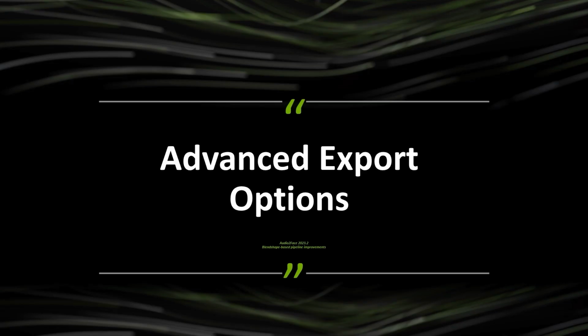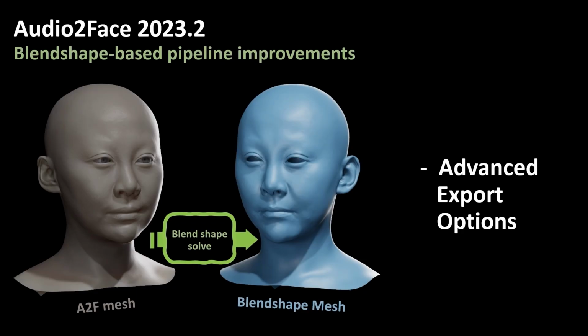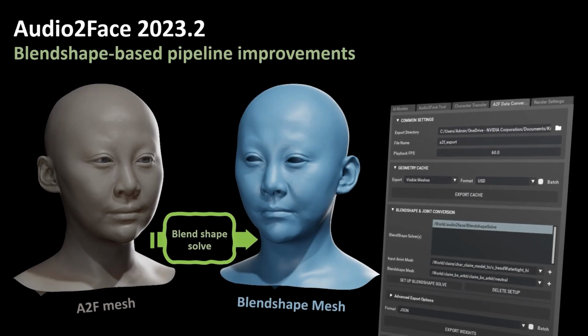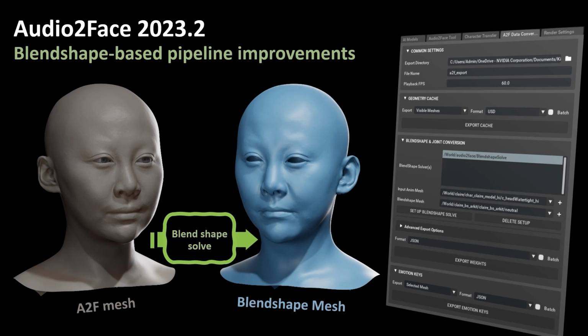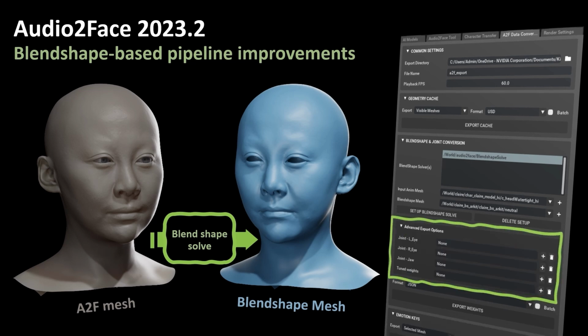We also incorporated a few advanced export options to adapt to different production pipelines. The new options can be found on the Audio2Face Data Conversion tab, in the Blendshape and Joint Conversion section, and then under the folding Advanced Export Options menu.